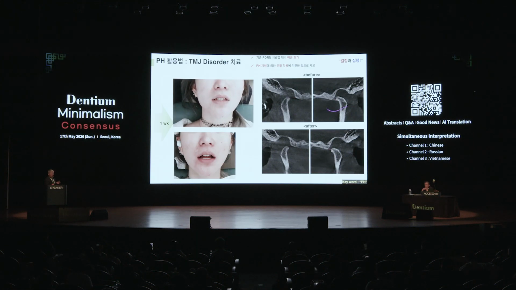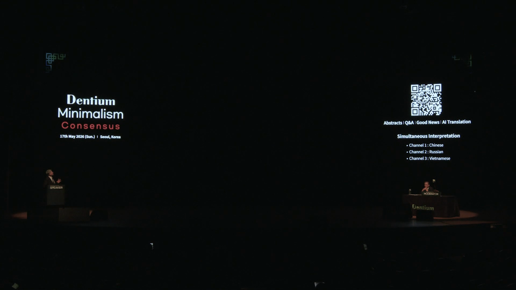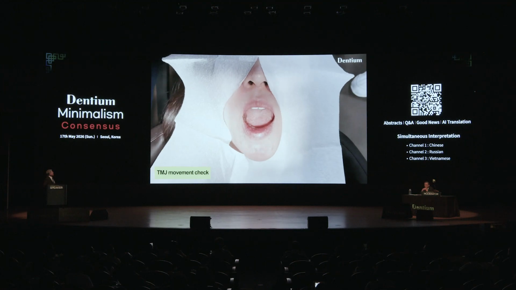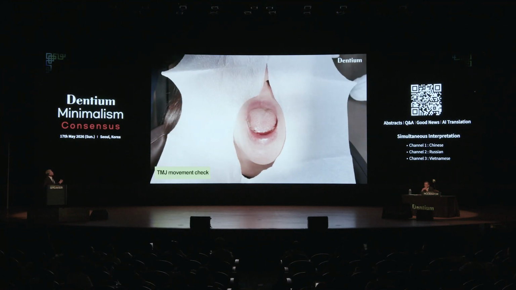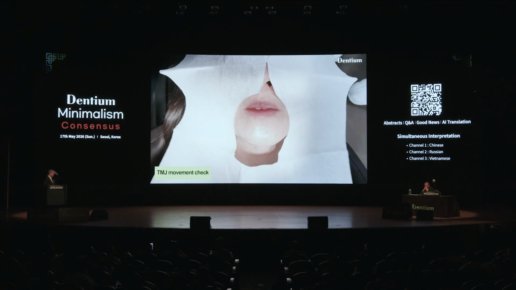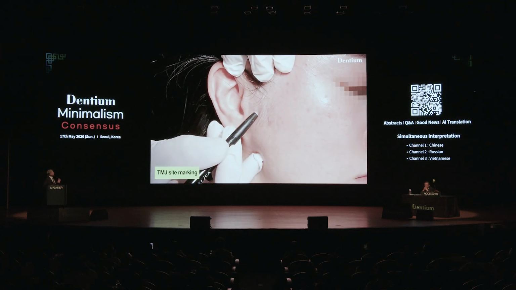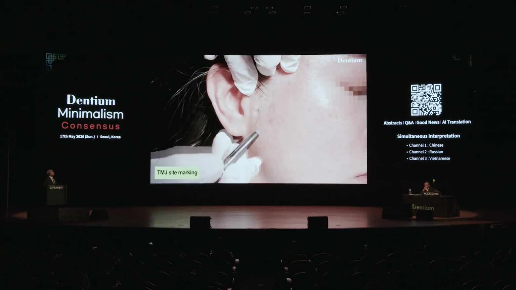So this locking patient can be solved immediately after that. One was resolved and also the TM locking was relieved. So this is a PH injection in the TM joint. The patient had some locking problem. So at first with the TMJ manipulation, the patient can open. After that, we tried prolotherapy.